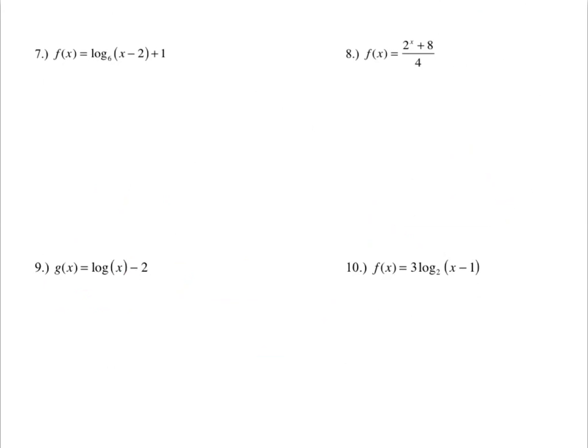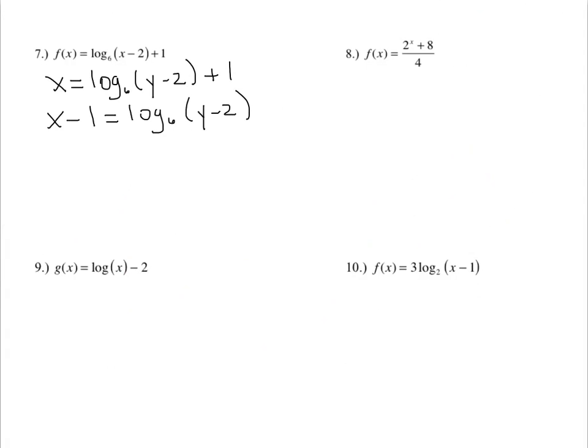Our last couple problems here, number 7, we have f of x equals log base 6 of x minus 2, plus 1. So we're going to go ahead and switch our x and y. So it would read x equals log base 6 of y minus 2, and then we're going to add 1 to that. So we have to isolate the log base 6, and I notice I have a plus 1, so I'm going to subtract 1, so it would be x minus 1, and then log base 6 of y minus 2 stays.